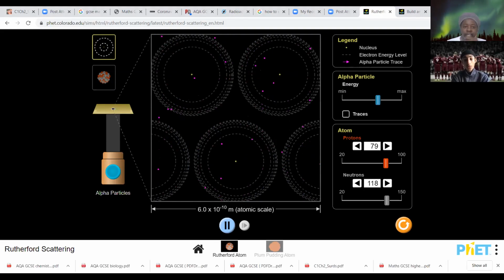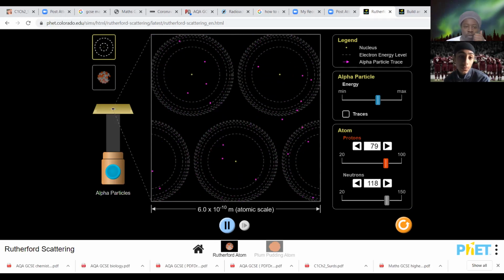By the way, these gray circles are the atom, and that yellow little dot there is the nucleus. So that's just the legend to help you. And then the purple stuff, sorry? They're going straight through? They're going straight through, absolutely. So you've got a majority that are going straight through. You're absolutely right. So that was okay. They were happy with that. But what else do you notice though?